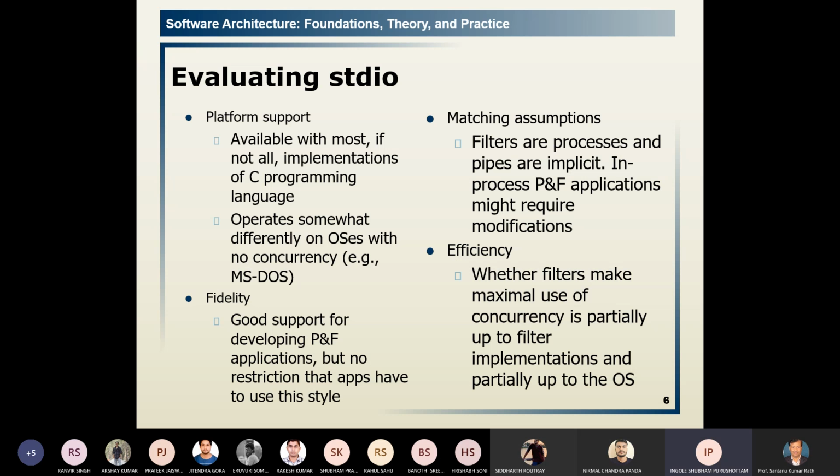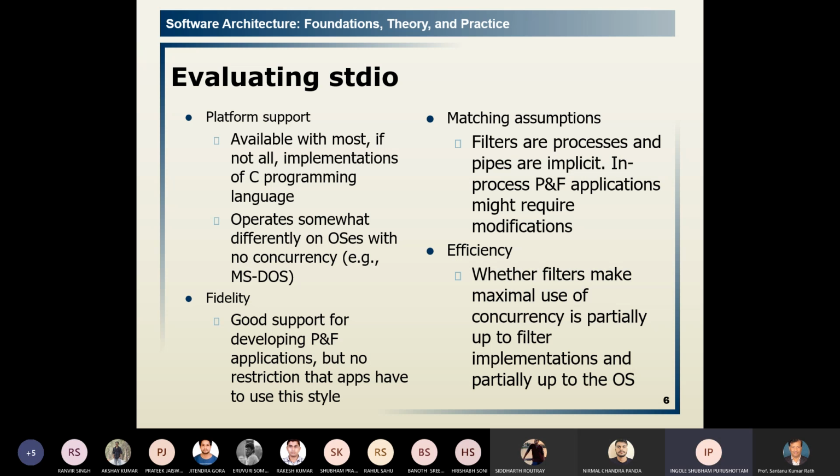Now the four points we saw in the last slide, for evaluating the framework. Here we are evaluating standard IO. The four points are platform support, fidelity, matching assumptions, and efficiency. Platform support: it is available with most, if not all, implementations of the C programming language. Standard input output operates somewhat differently on operating systems with no concurrency.